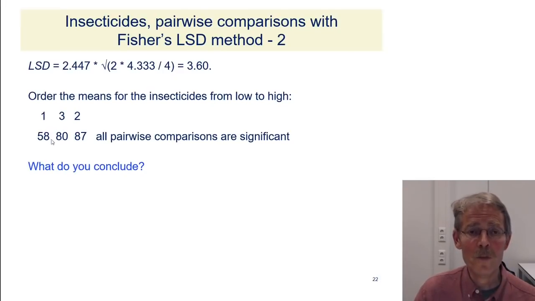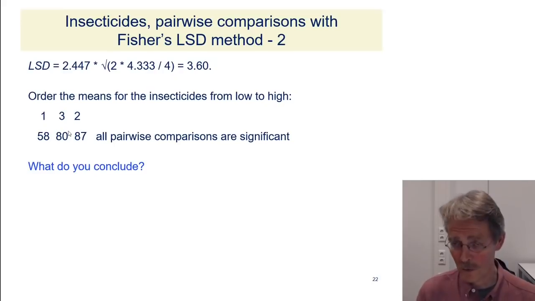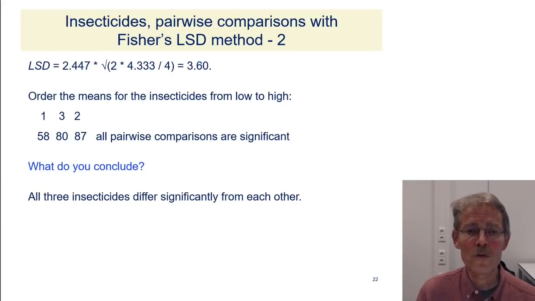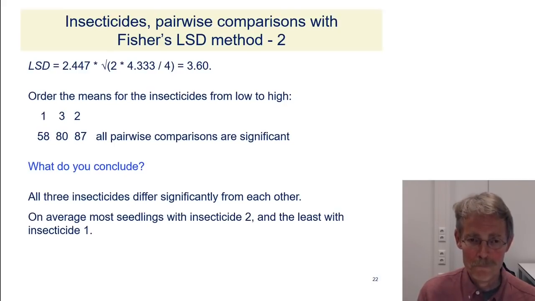If these two had not been significant, remember you can give them a common underline or 2 little a's here. That's also done in the literature to indicate non-significant differences. So in this case, we conclude that all 3 insecticides differ significantly from each other. On average, you have most seedlings appearing with insecticide 2. You have the least with insecticide 1, and 3 is in between.